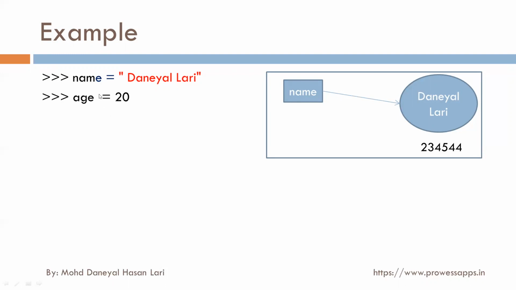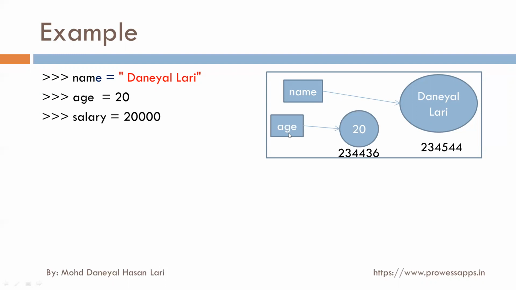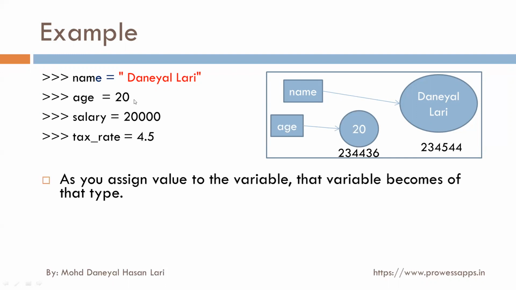Similarly, if you want to assign any integer value, you can declare age is equal to 20, and through this statement, one variable will be declared at the location 234436, and you can access the value at this location by the name age. So you can declare as many variables as you want in your program. If you want to declare a float variable, you can write tax_rate is equal to 4.5. As I said, you don't need to mention any data type before the declaration of any variable.